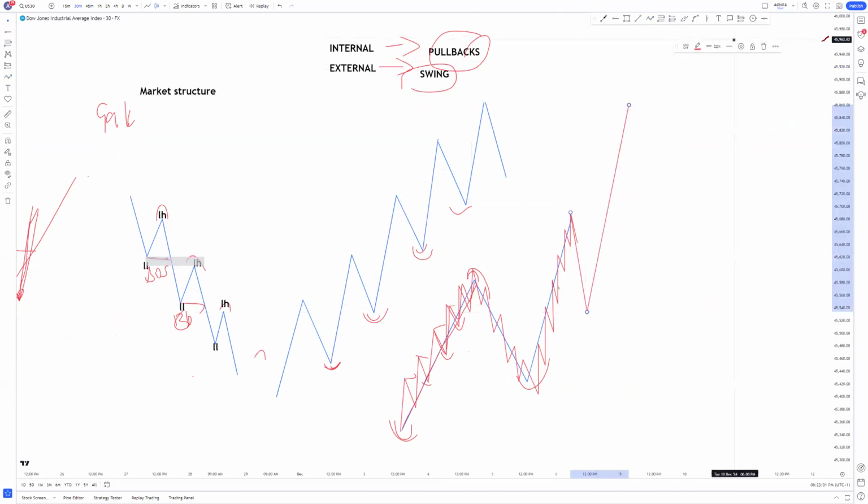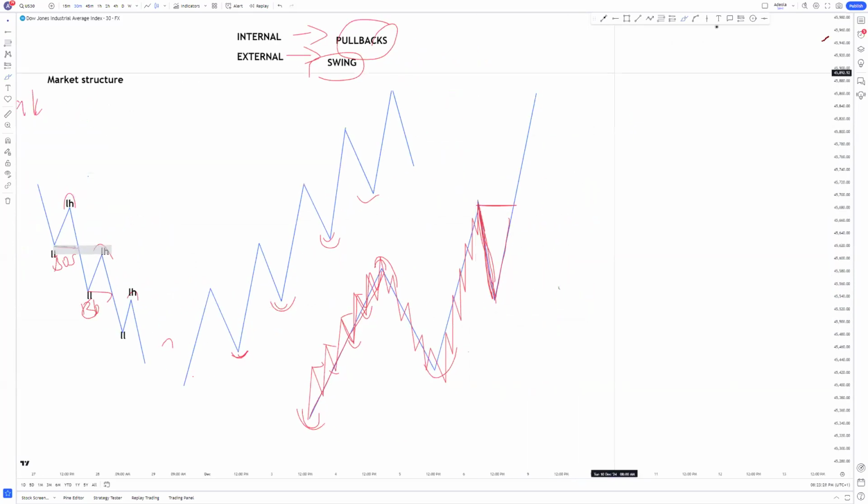Now, if you don't understand market structure, you see this push to the downside, this little push to the downside here, which is just a pullback. It is just a retracement. And then before price will now push, leading to a new break of structure. So this push to the downside here does not mean that price has changed structure.